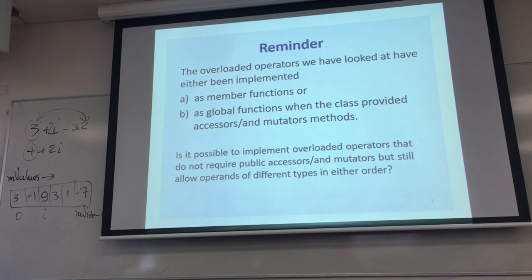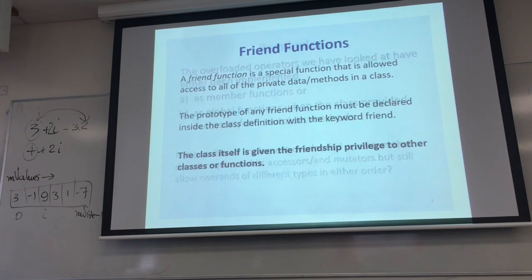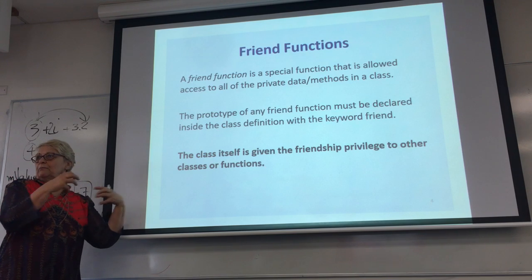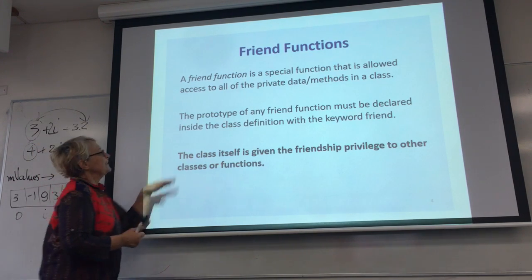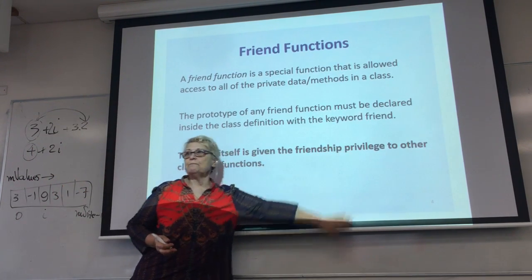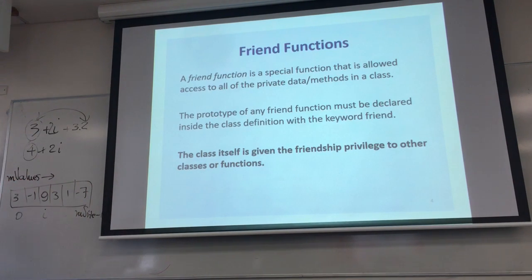Overloading operators can be done with member functions or global functions. But for global functions, we need accessors and mutators. In order to avoid them, we can make the class give permission, not the function getting permission for itself. Be aware, the class gives the friendship privilege.